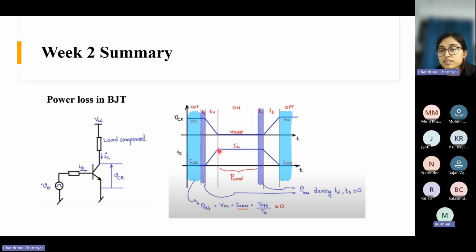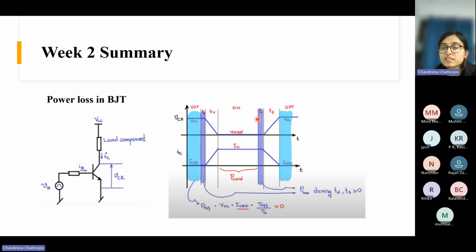And after that, the device starts conducting. Here the voltage is VCE sat and the current is IC. Again, there is some overlap. So this is the conduction loss because here the device is conducting. This we will call the conduction loss, and this portion will be the turn on loss because here the transition is from off to on.